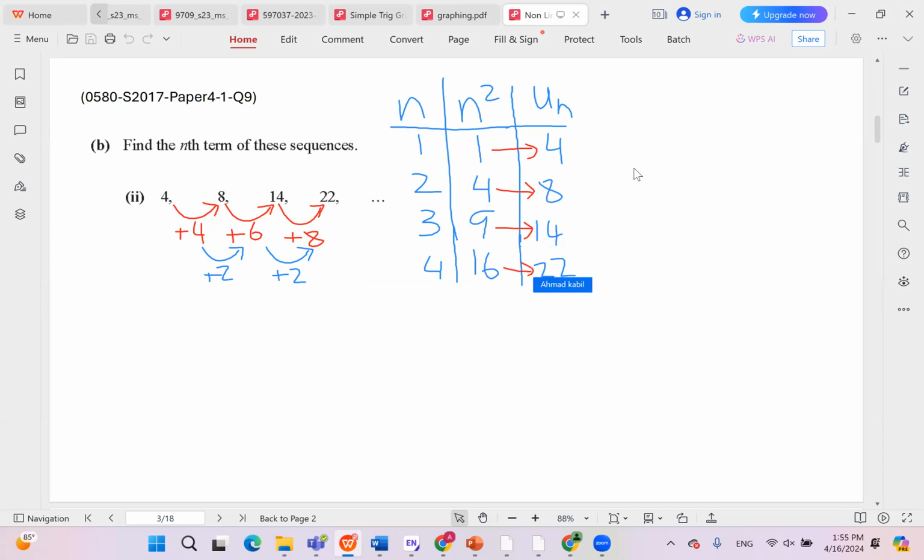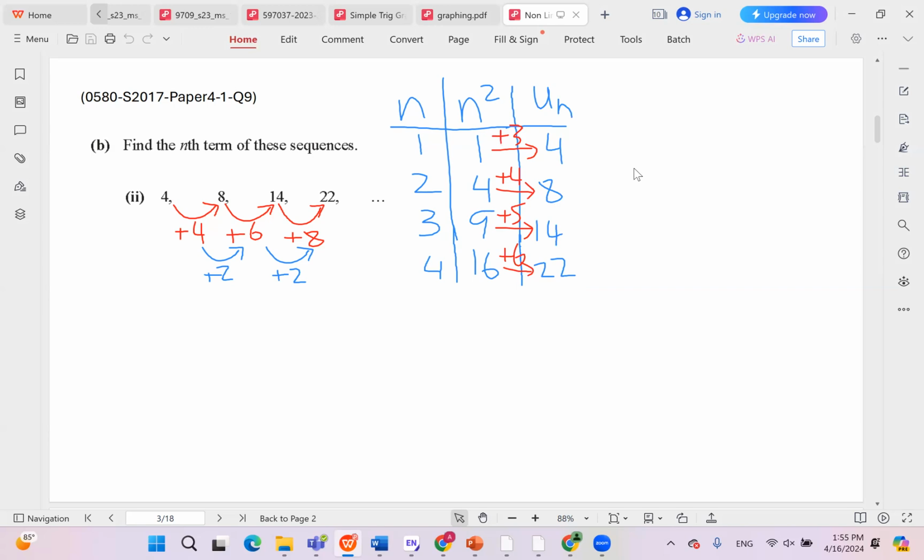So from 1 to 4, what do we add here? We add 3. From 4 to 8, we add 4. From 9 to 14, we add 5. From 16 to 22, we add 6. So you can see that there is a pattern here. The sequence terms are related to n power 2, and the pattern is that we keep adding 3 and then 4 and then 5 and then 6.